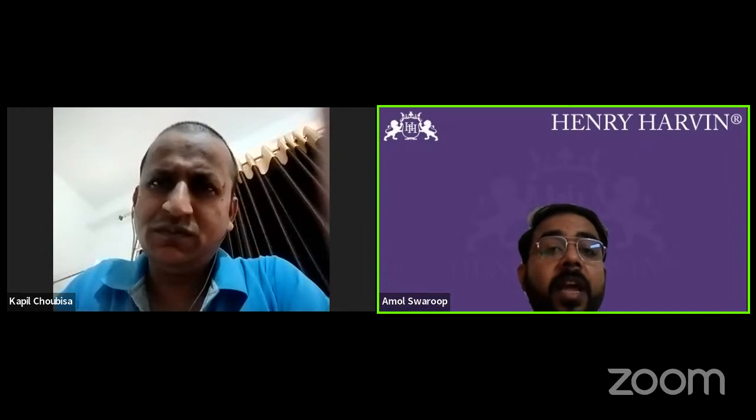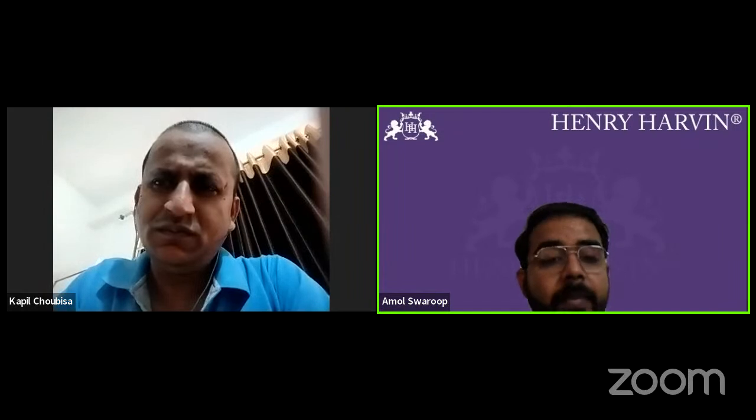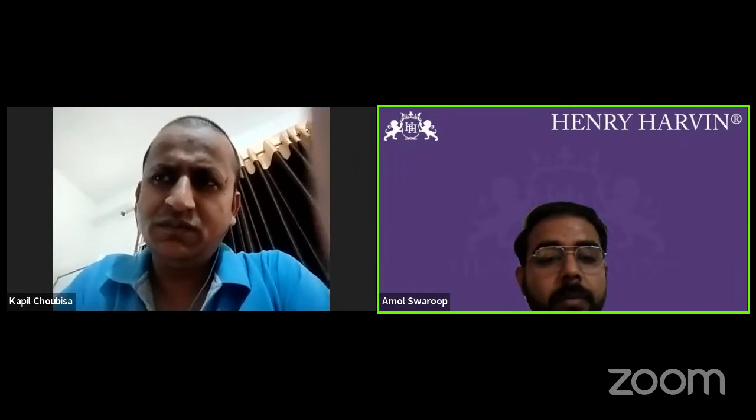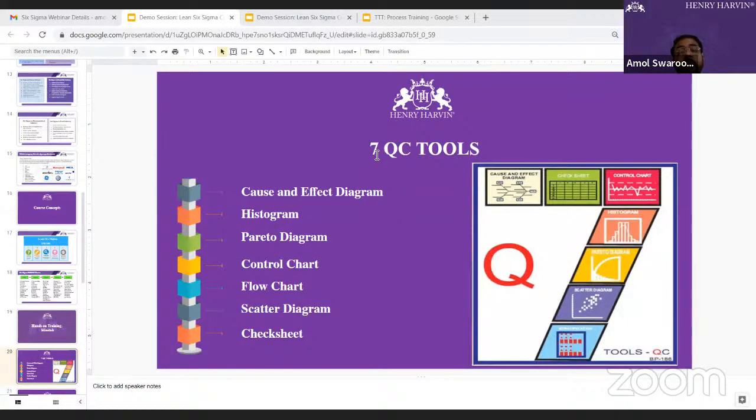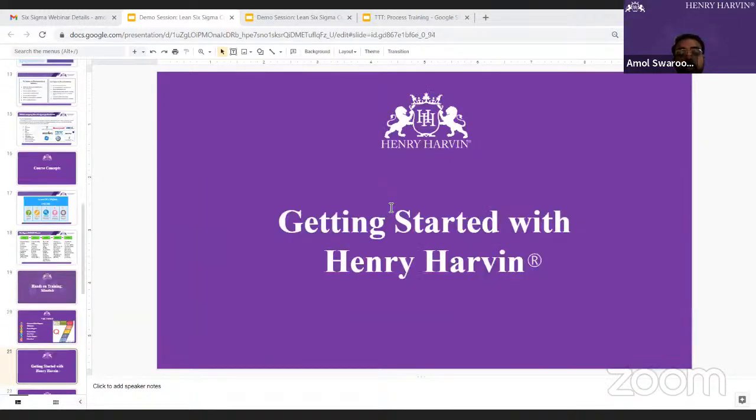So you'll be gaining hands-on experience and all the concepts required to perform on Minitab as well as on Excel, right? Carrying on with that, we'll be learning about the quality control tools, which involve the Ishikawa diagram, histograms, Pareto diagram, control charts, flow charts, scatter diagram, and check sheet. These are all tools which we'll be learning during the course, right?